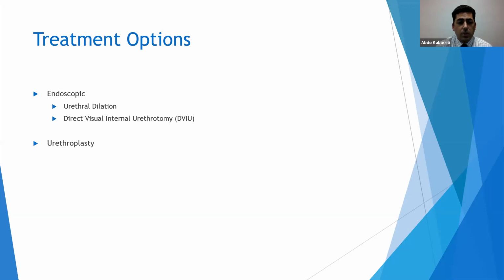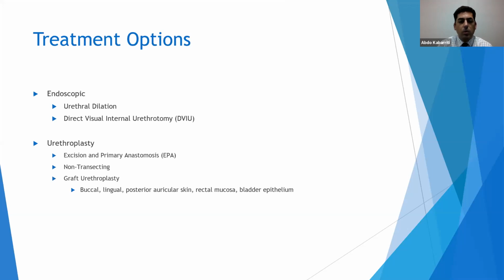For more definitive or curative treatments, there's urethroplasty, and that comes in many different forms. You can do an excision and primary anastomosis. There's a non-transecting urethroplasty. You could do a graft using buccal, lingual, posterior auricular skin, rectal mucosa, or bladder epithelium, or you could even do flaps using penile skin flaps. And then there's an underrated option that can be offered for many patients, and that is perineal urethrostomy, and we'll get into that a little bit later.